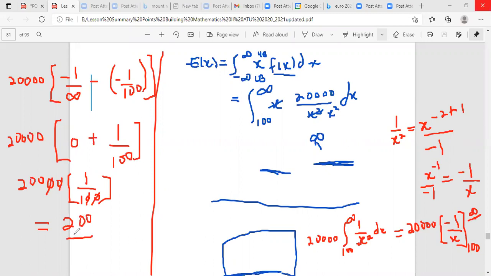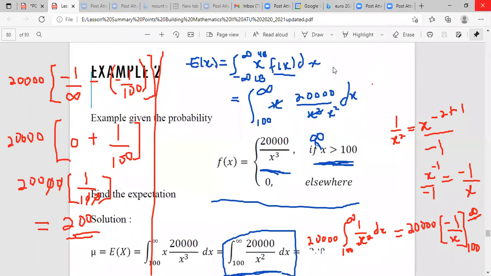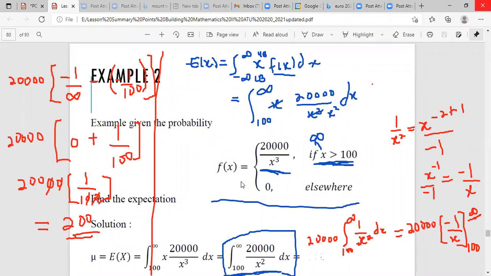So the expectation of the given function, let me go back to the question, the expectation of the process of this function gives you 200. So that is the 200 which was initially written over there.